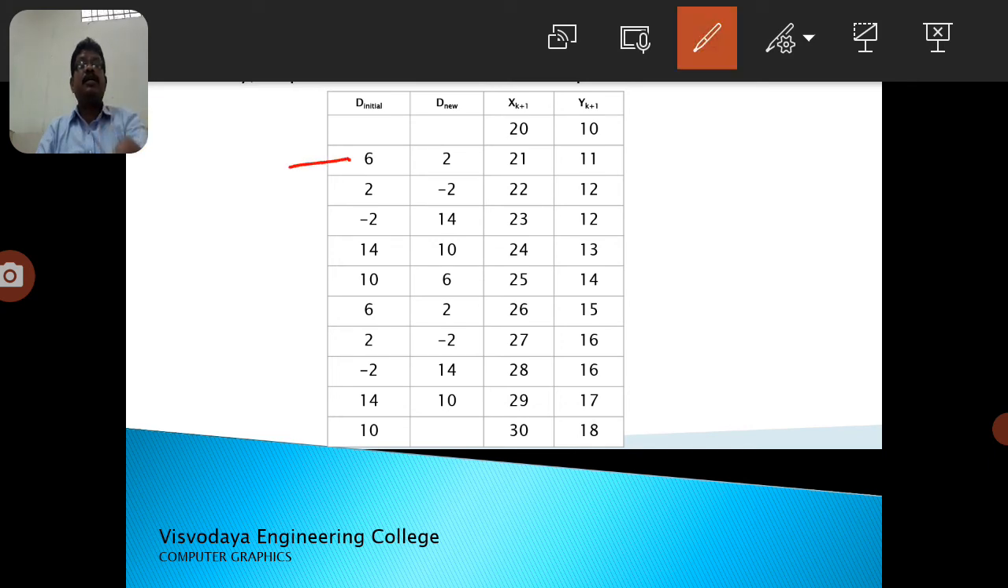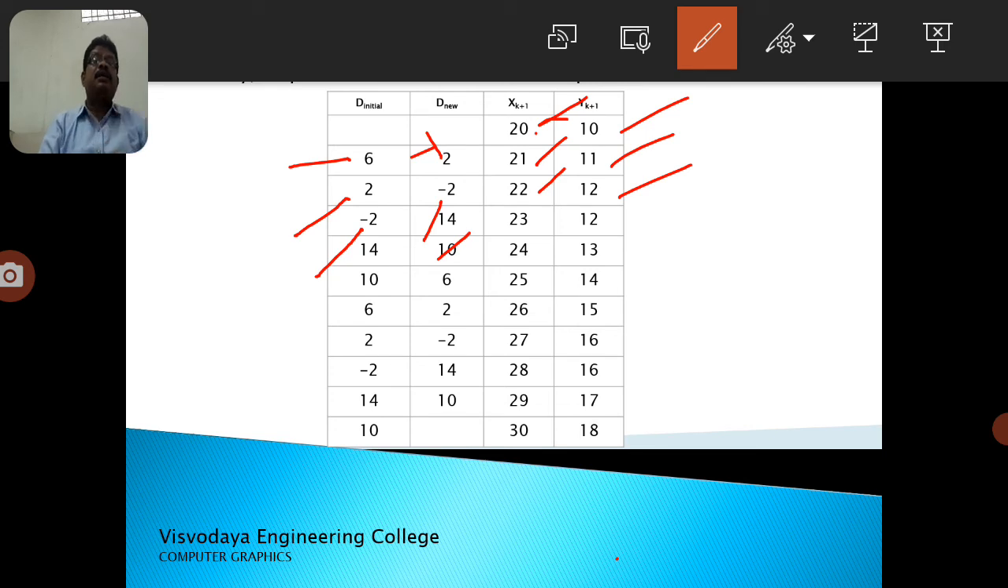This is the d initial value and this is the d new value. Now the d new value becomes the d initial value, and based on it we calculate the next d new value, minus 2. Again the minus 2 is taken as the d initial value, and we calculate the next parameter value, and similarly the next coordinates. The initial coordinates are 20, 10. For the next coordinate, if it is a positive value, every time the x and y coordinates are incremented. Here you can observe they are incremented.